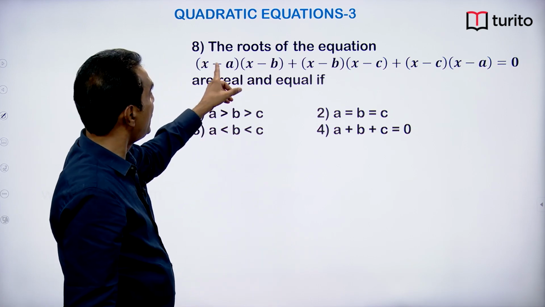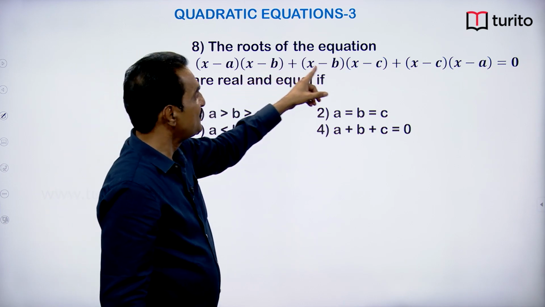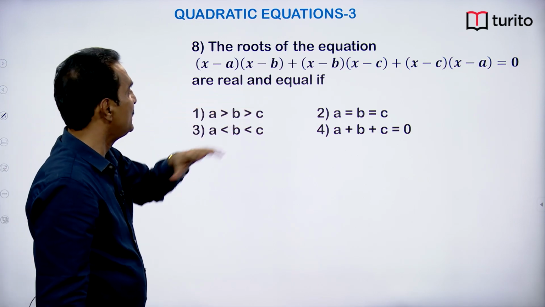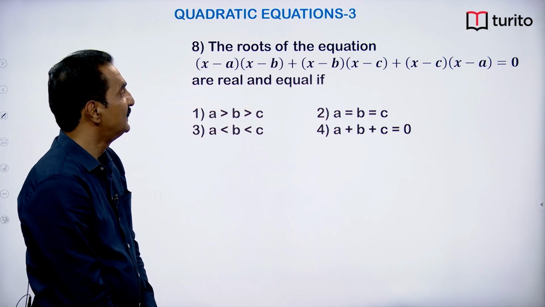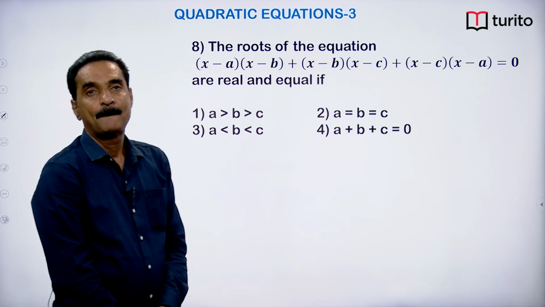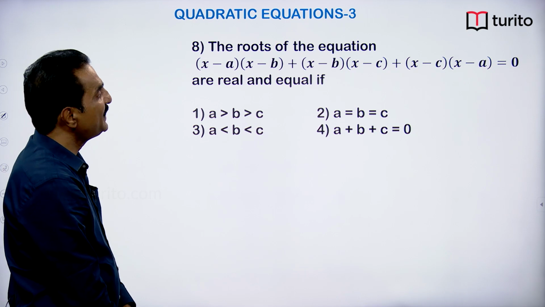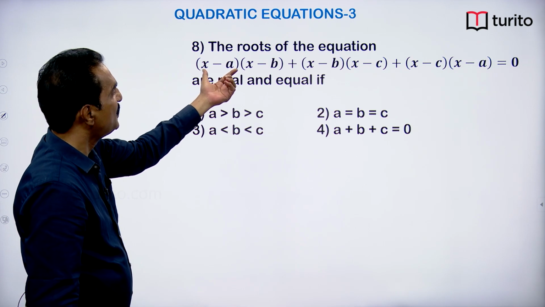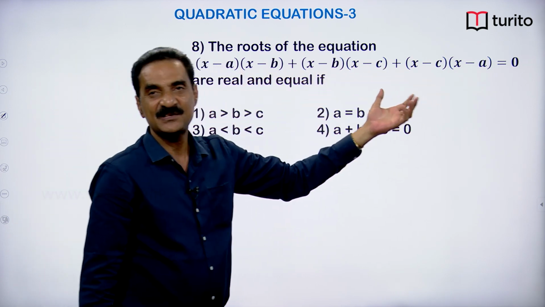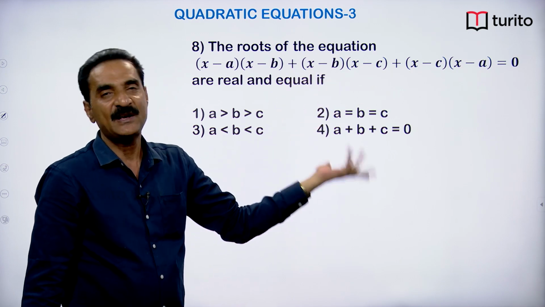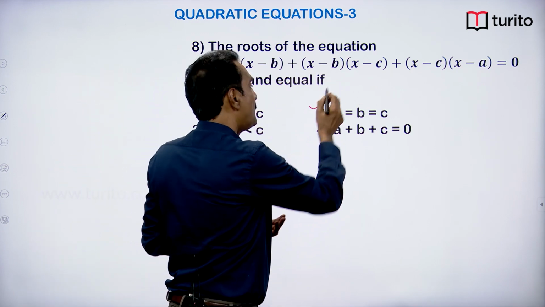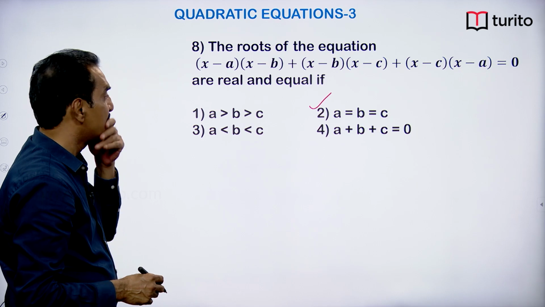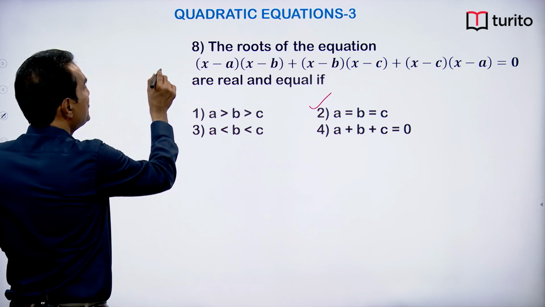The roots of the equation x minus a into x minus b plus x minus b into x minus c plus x minus c into x minus a are real if. Here, if A is equal to B is equal to C, what happens? It becomes x minus A whole square plus x minus A whole square plus x minus A whole square is equal to 0. So, x is equal to A. Definitely option 2 is correct. But I would like to explain something else. Let us take this function as f of x.